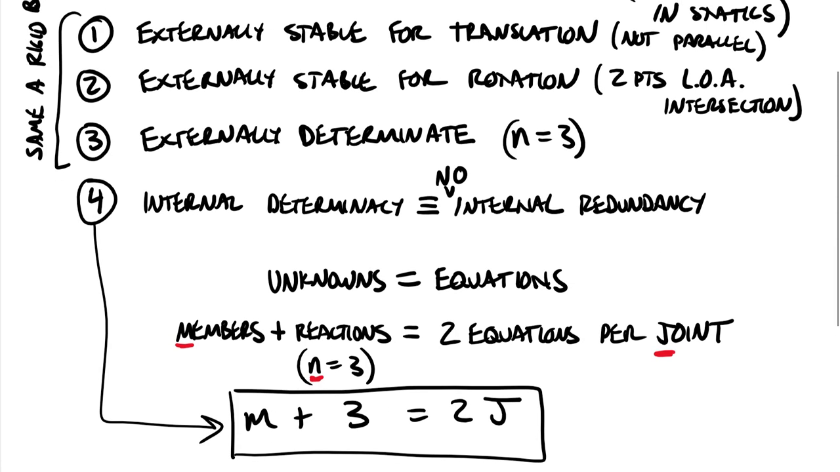Now, I've ordered these in this way because this is actually the quickest way to go through them. Now, I suppose you could put this externally determinate even above here. That's kind of your choice. But certainly doing external first, this internal analysis does take the most amount of time.